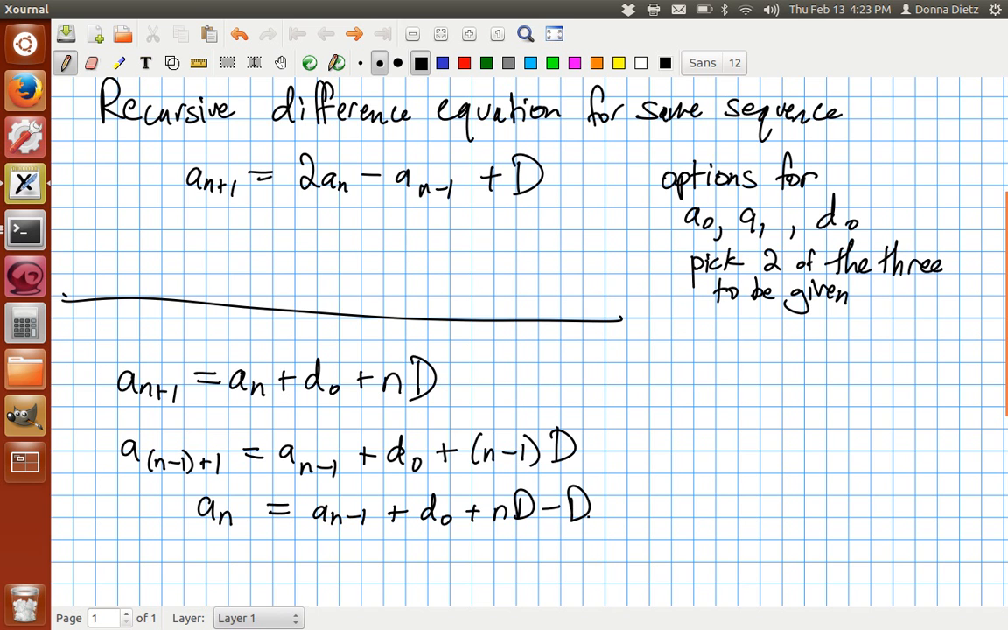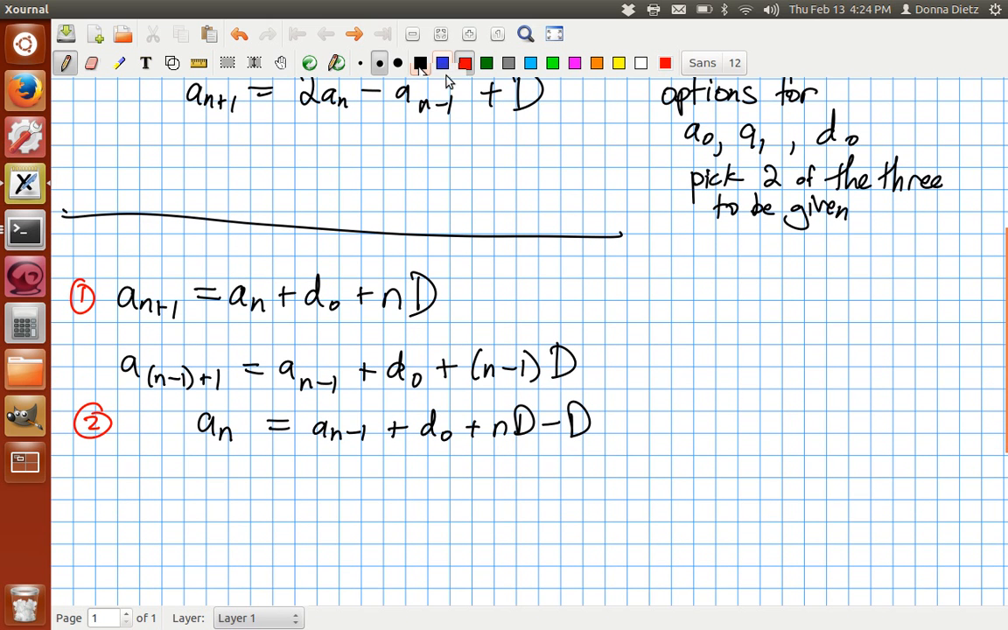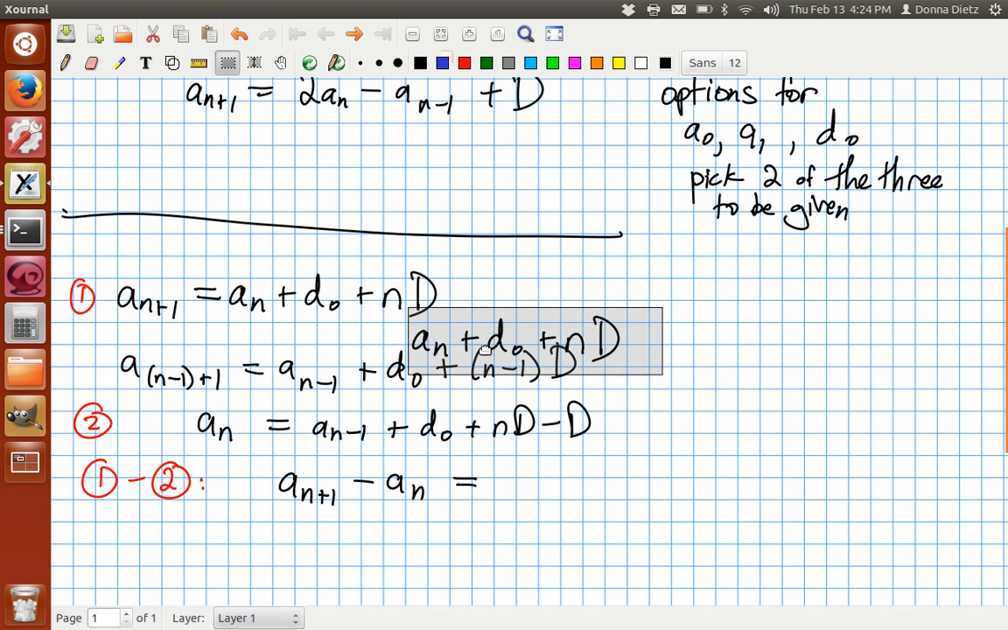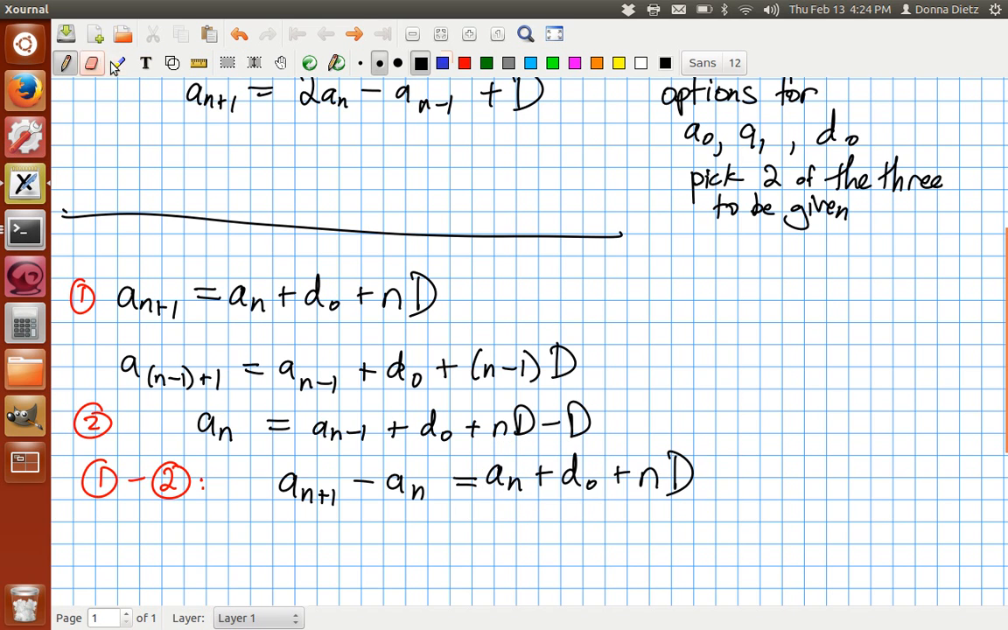Okay, well, if I take equation number 1 and equation number 2 and subtract them, I'll get something that is the difference between consecutive terms. So let's do 1 minus 2. That's the difference between consecutive terms. It's also the difference between this and this.